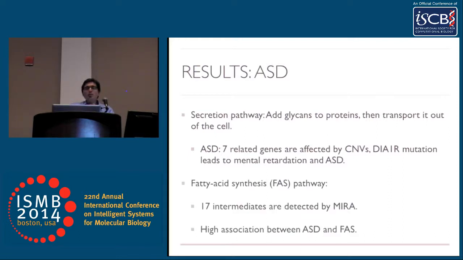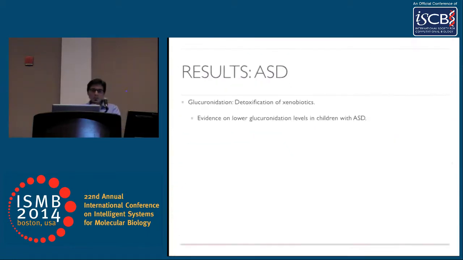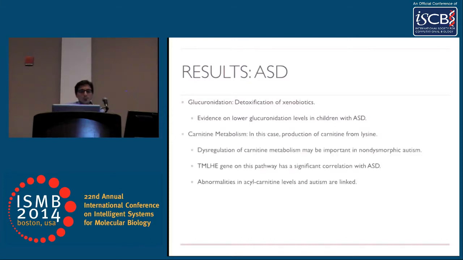Second, we find the fatty acid synthesis pathway. Actually, we find 17 intermediates in this pathway, and this pathway is also associated with autism. The third one is glucuronidation, which is the detoxification of xenobiotics, and lower levels of this pathway are also associated with autism in children. The fourth one is the carnitine metabolism.